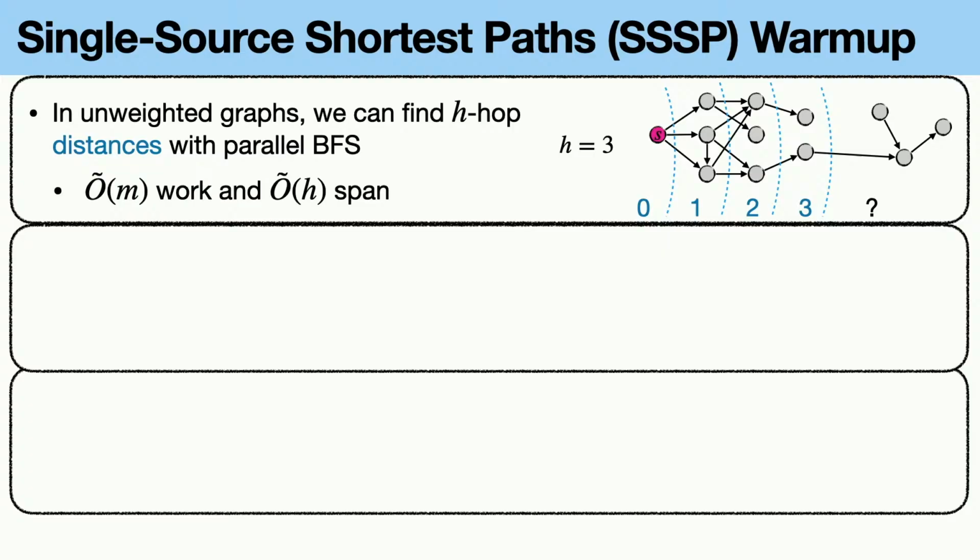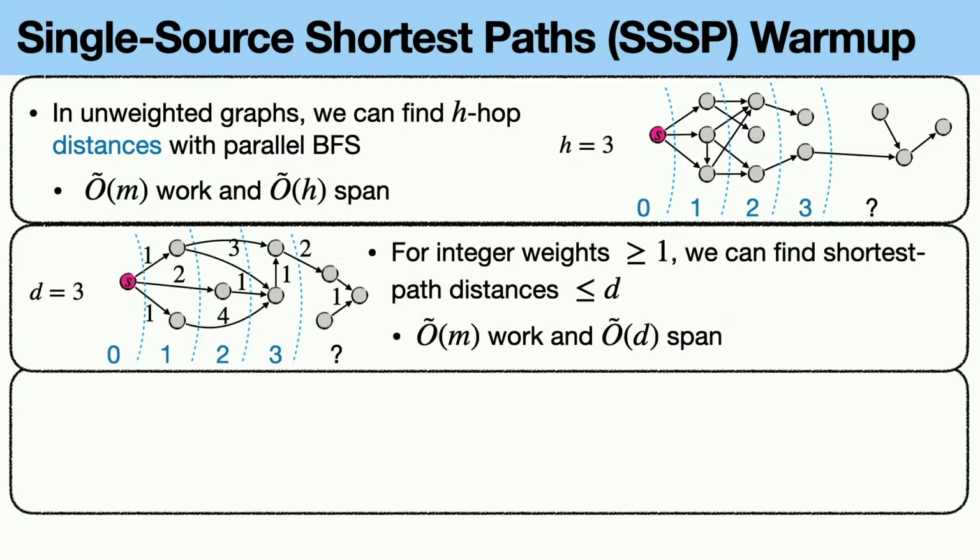Okay, so what do we know? What's really easy to do? If I have an unweighted graph, I can find h-hop distances using parallel BFS in linear work and h span, right? This is just cutting off the breadth first search after h hops. So these are the h-hop distances I'm drawing up here. We don't know how far away the things that are more than h hops away are, but we got the right distances to everybody that's less.